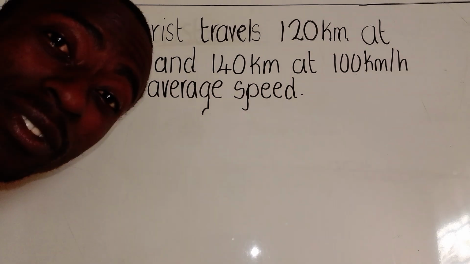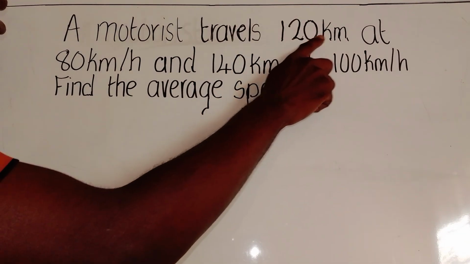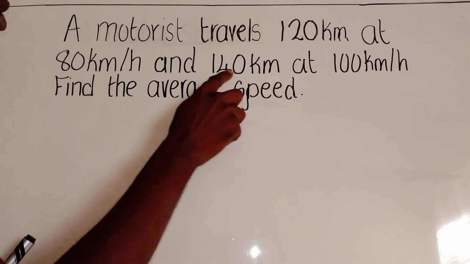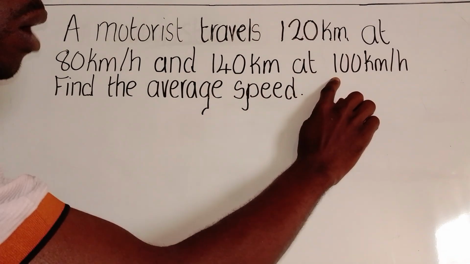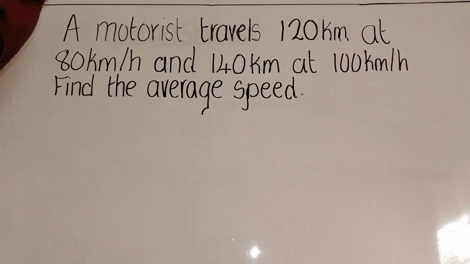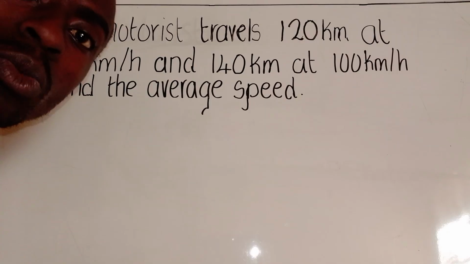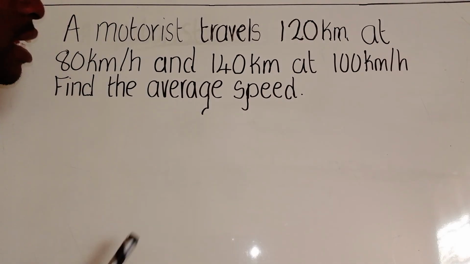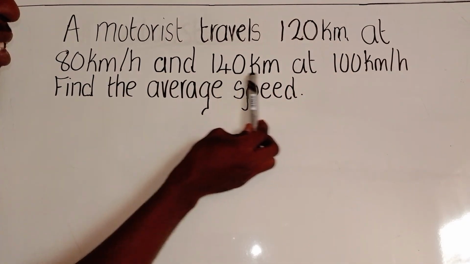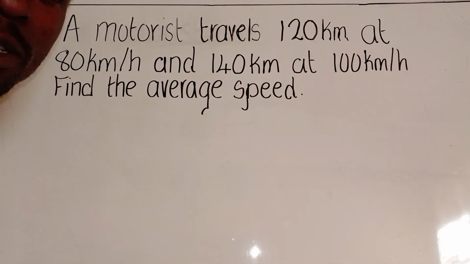So we have a physics question that says a motorist travels 120 km at 80 km per hour and 140 km at 100 km per hour. Find the average speed. When they say speed, it is a change of distance with time. Now you need to understand that this here is the distance. Even this is a distance. This is a speed. This is also the speed.